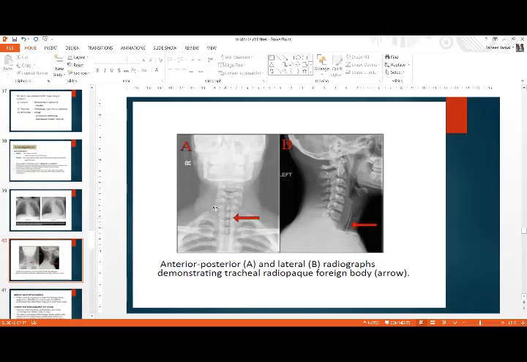This is the AP view, and this is the lateral view, in which you can very well appreciate this foreign body. This is radiopaque, and definitely we are able to appreciate the presence of the foreign body.